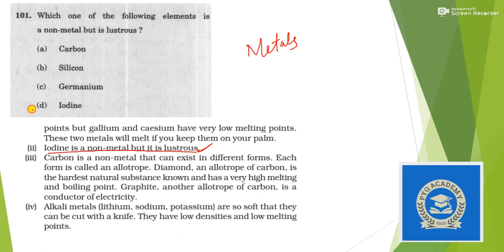So the answer is D, iodine. You can also learn the other fact that gallium and cesium are metals with very low melting points; these two metals will melt if you keep them on your palm. Okay.